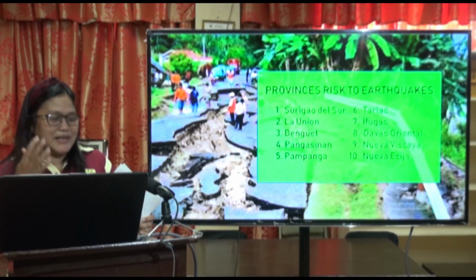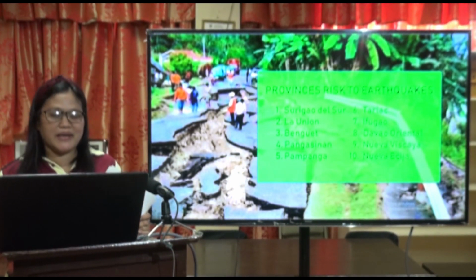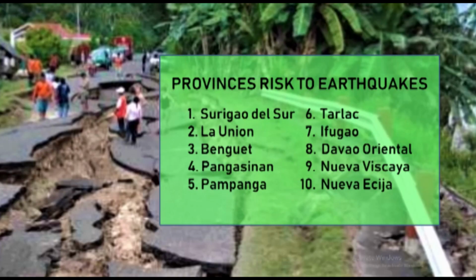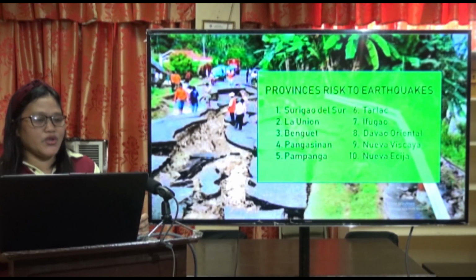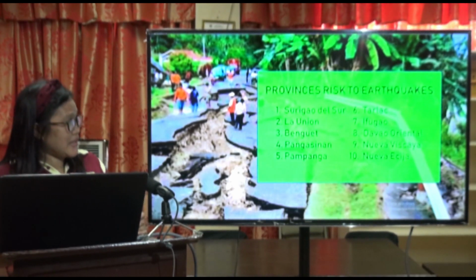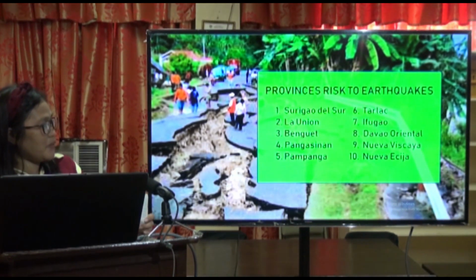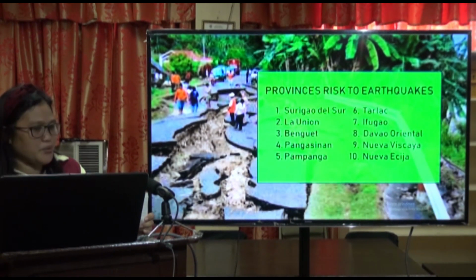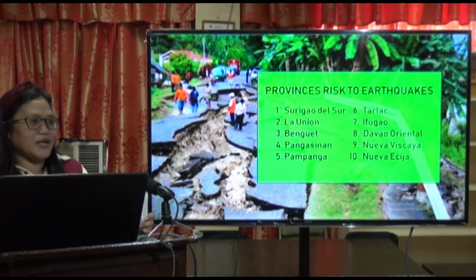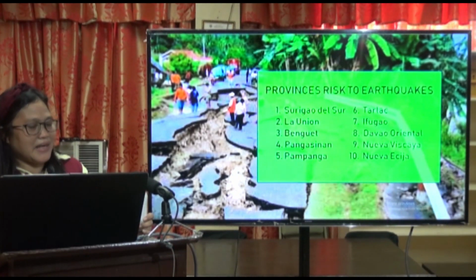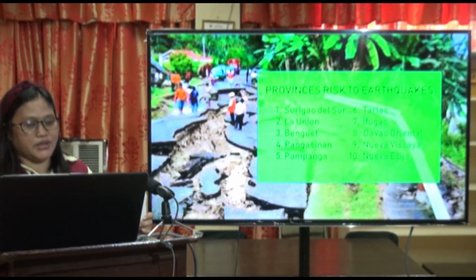Next is the provinces at risk to earthquake. So kanina is bagyo, ngayon naman ay lindol. So earthquake. So, number 1 list is the Surigao del Sur, La Union, Benguet, Pangasinan, Pampanga, Tarlac, Ifugao, Davao Oriental, Nueva Vizcaya, and Nueva Ecija. So, nakikita natin dito sa listahan ng risk of earthquake na wala yung Western Visayas. So, we are again lucky na tayo ay nakatira sa hindi risky to earthquakes.